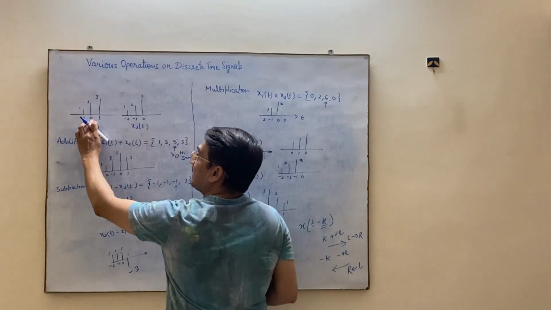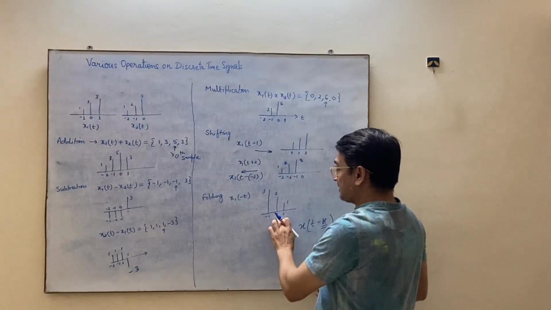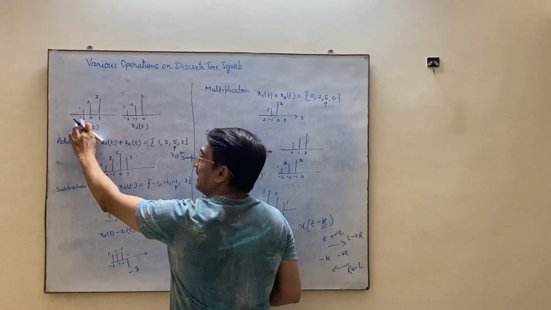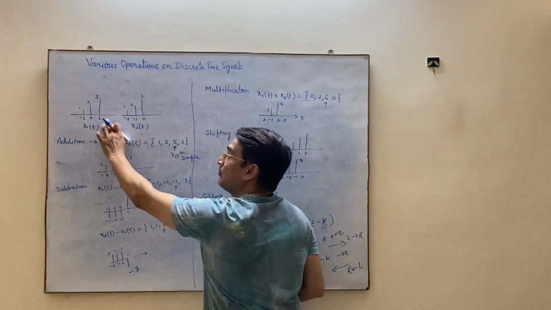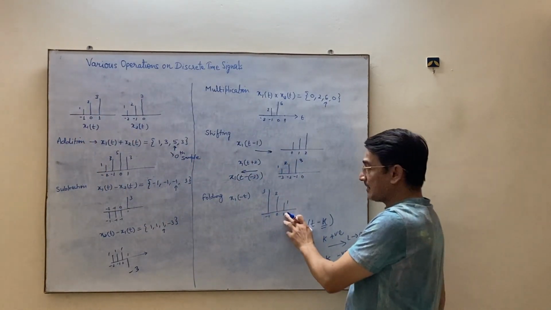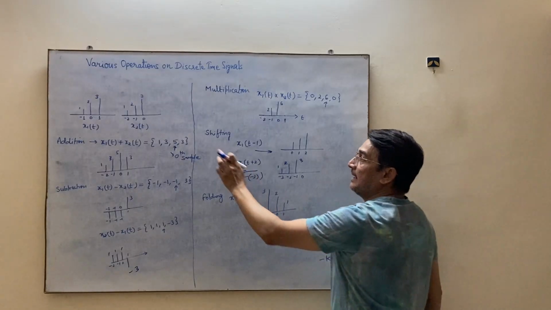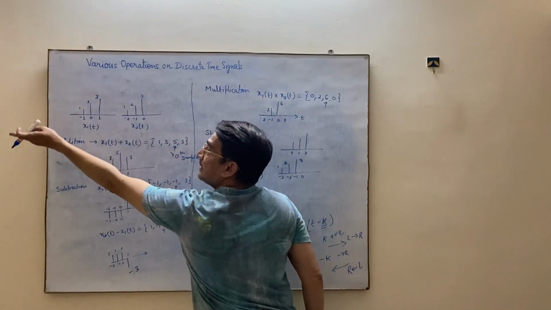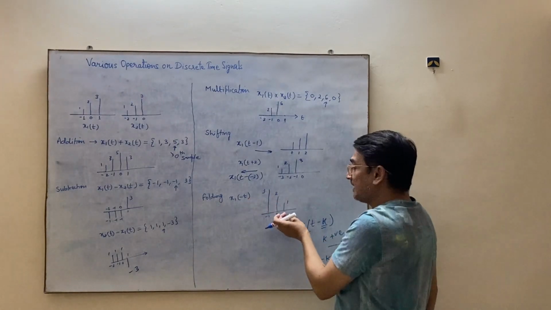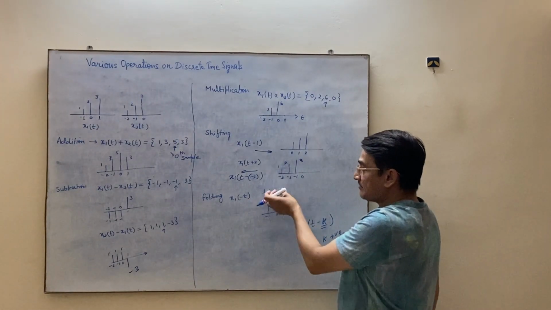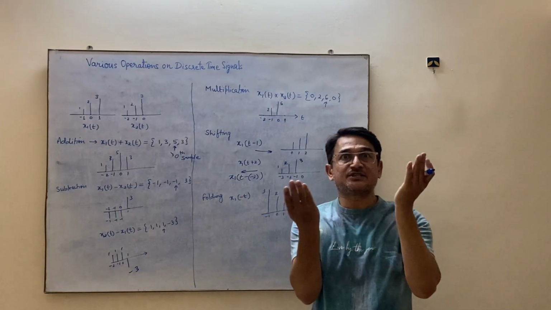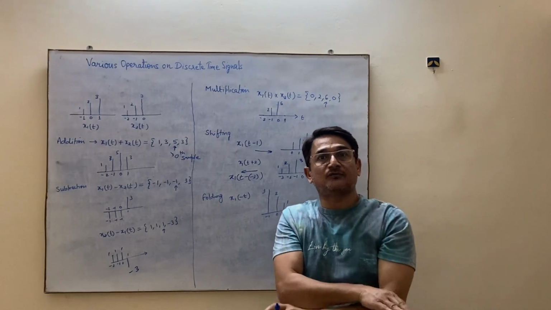So the sample at t is equal to 0 will remain the same. That means it is giving the value as 2. The sample at minus 1 will be now at t is equal to 1. So at t is equal to minus 1, the sample was 1. So now this sample 1 will come at t is equal to 1. And the sample at t is equal to 1 will be there at t is equal to minus 1. So at t is equal to minus 1 it is 3, at t is equal to 1 it is 1, and at t is equal to 0 it will remain as it is, which is 2. So this is the folding operation. You are just giving the mirror image of your signal.